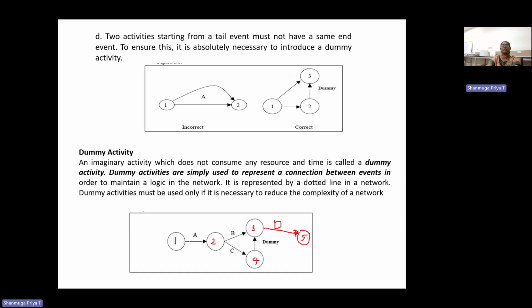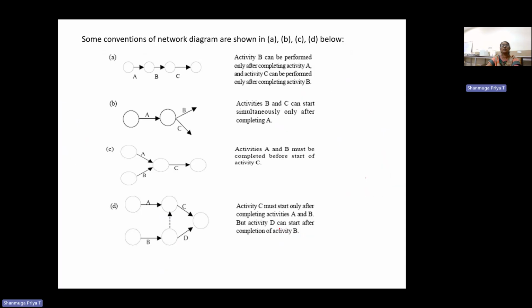Two activities starting from the same tail event is not correct, and if it is possible we can go for a dummy activity. I have explained why a dummy activity is required. So that's all about the network rules. Now we are going to see how the network will be represented.